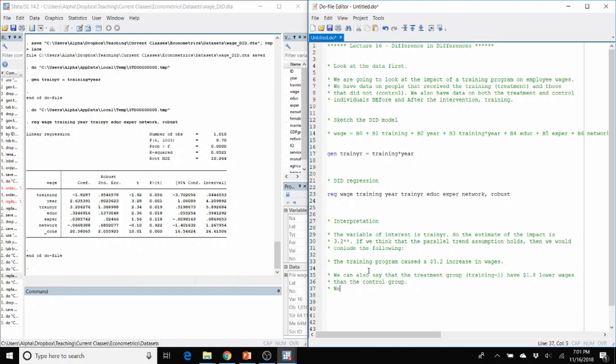Likewise, we can also say that wages increased by 2.6 dollars per hour from the pre data, the first year, to the second year. So basically before and after, the change over time. So there was a positive time trend in wages. Wages were increasing over time. And then finally, what's the impact of the training? The training causes people to have 3.2 dollars per hour more, and that's significant at the 5% level.